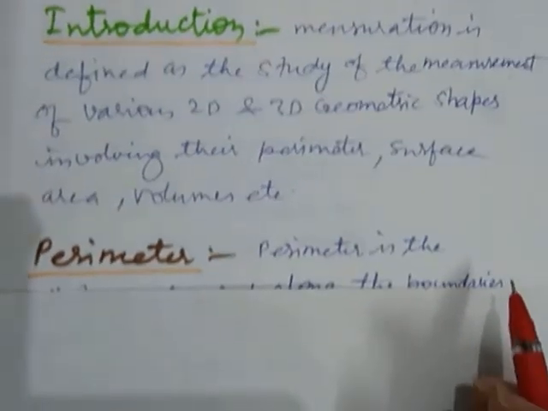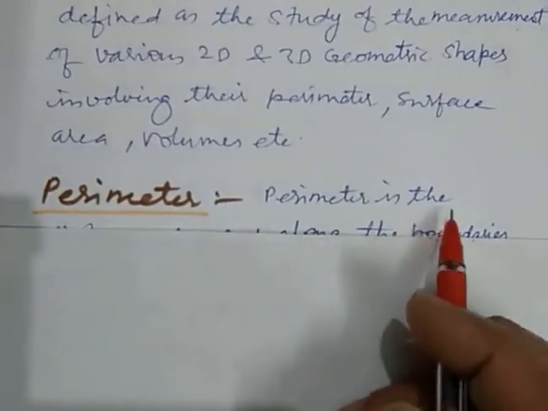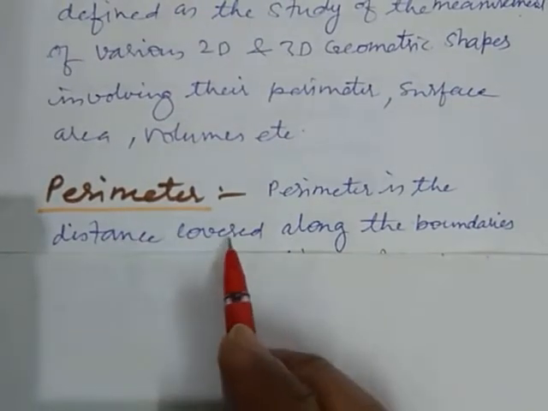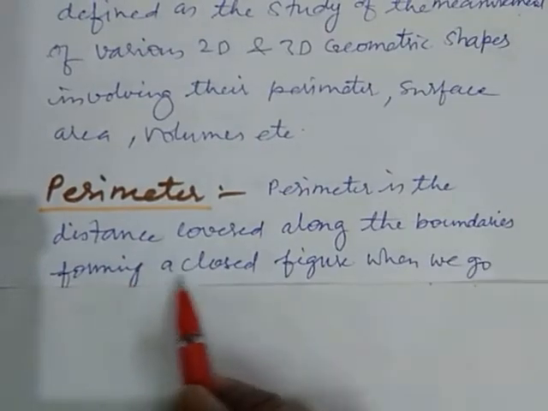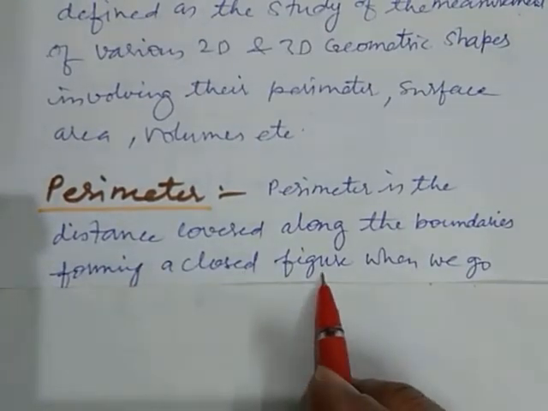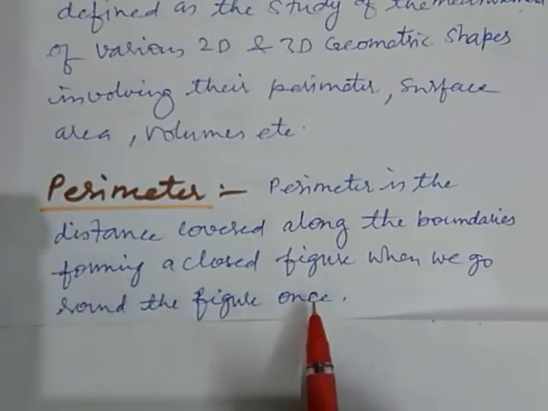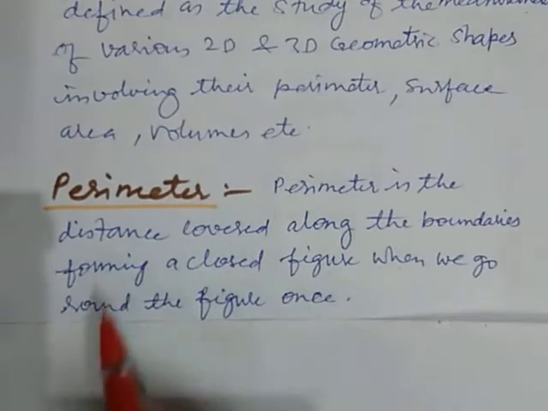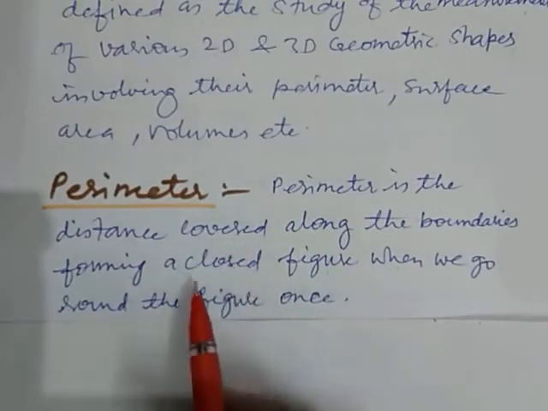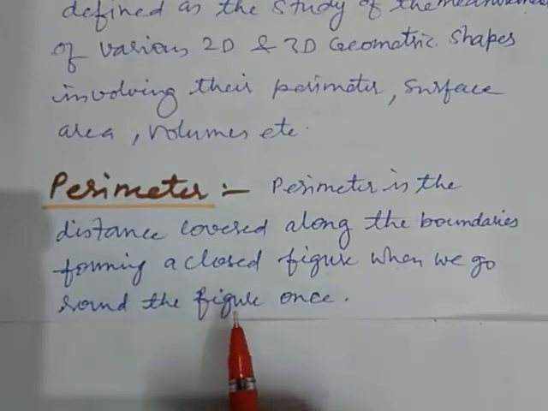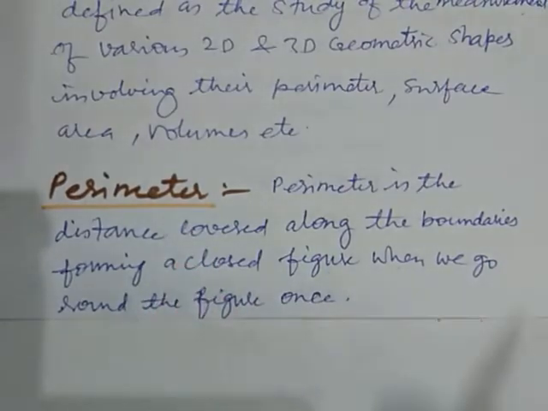Now we learn perimeter. Perimeter is the distance covered along the boundaries forming a closed figure when we go round the figure once. That is, if we go round the figure one time, then the sum of the distances we covered by following the boundaries is the perimeter.